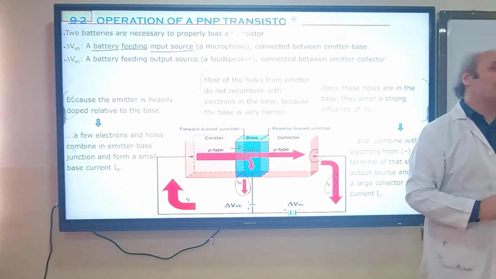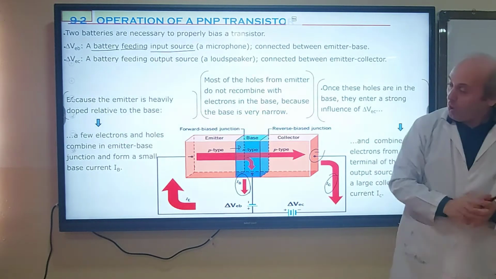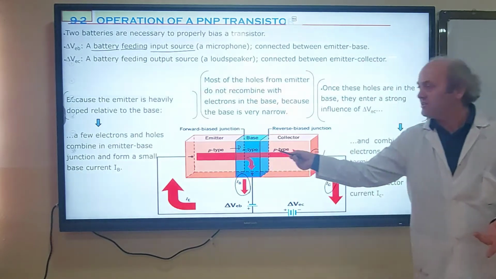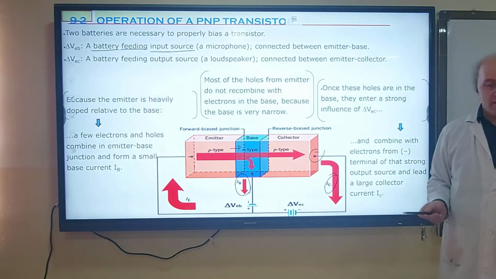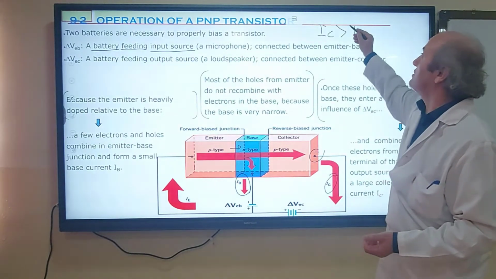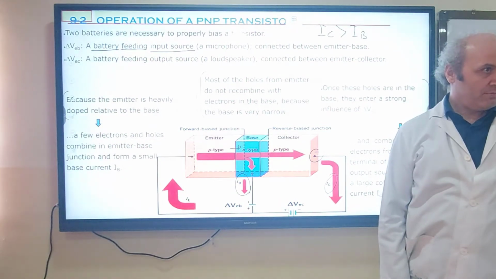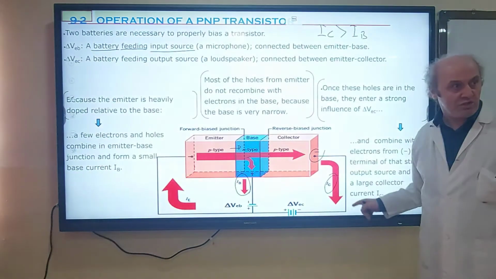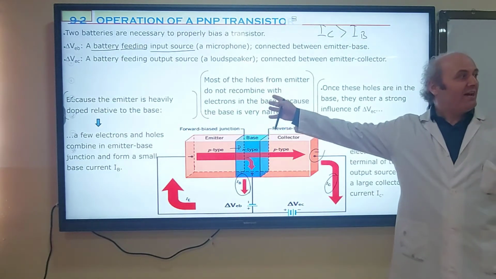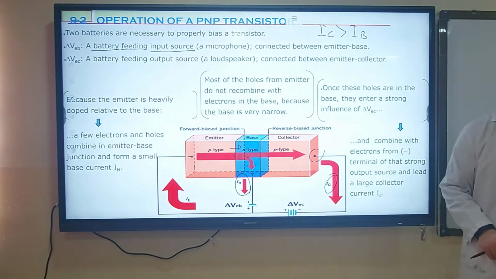That's why the collector current is much greater than the base current. Only 10 holes produce this IE, but 990 holes produce this IC. IC, the collector current, is always greater than the base current. The negative part of the battery joins with the collector. Yes, of course, because the negative is attached in here. So this negative terminal provides electrons for those holes which are looking for negative in the base. And then they start combining.